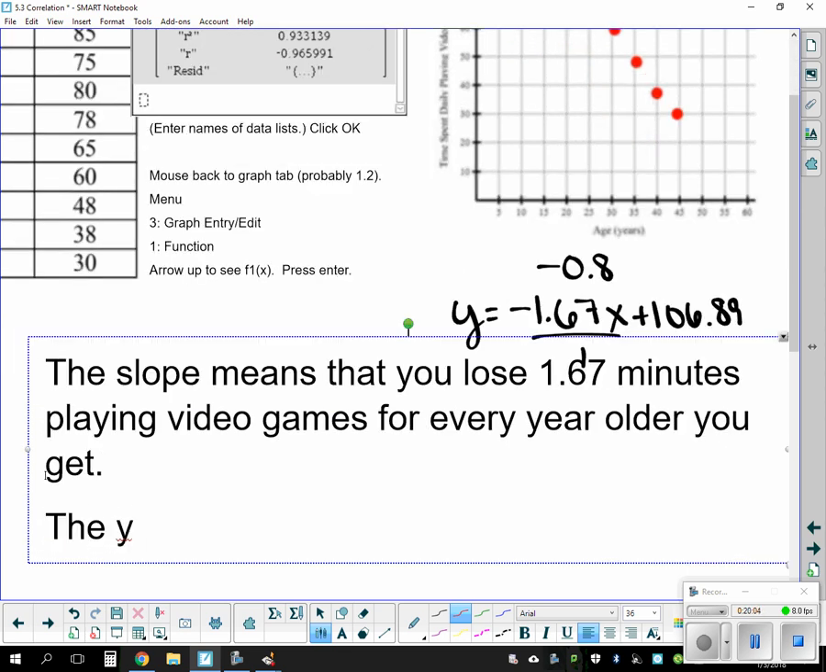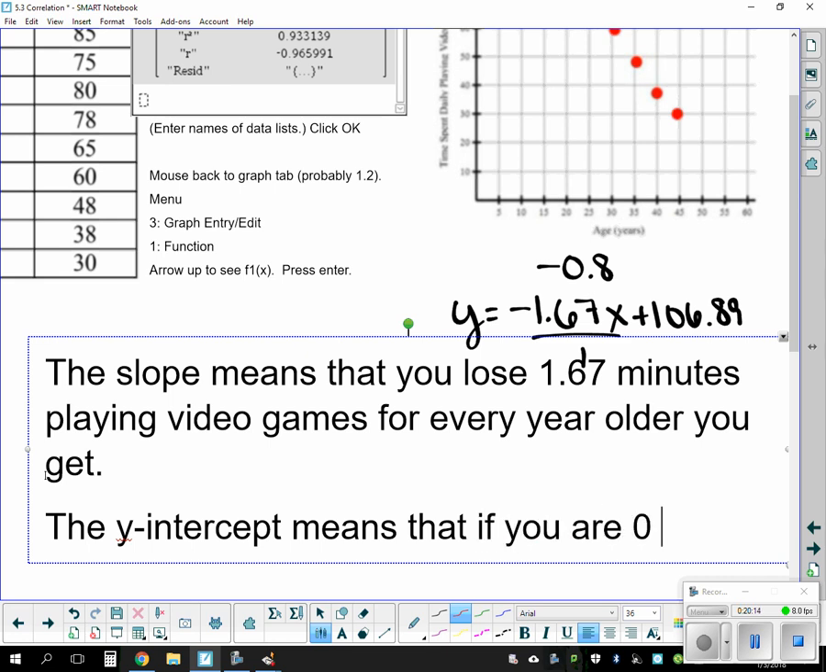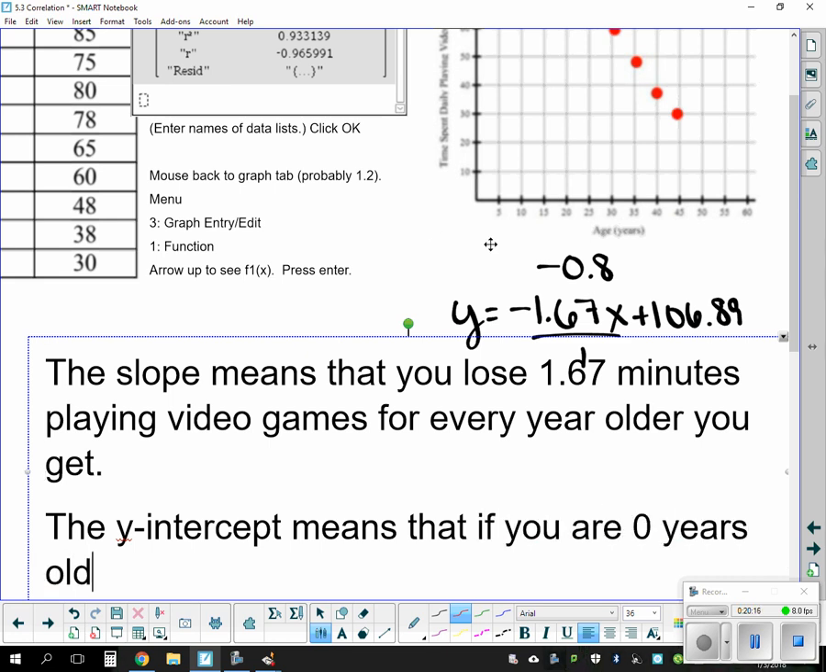The y-intercept, on the other hand, means that if you are 0 years old, right, because that's when it happens, you spend 106.89 minutes playing video games.